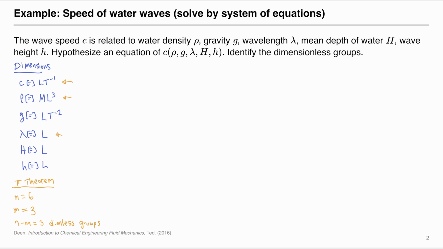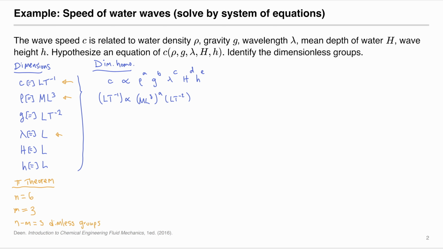Now, to identify the dimensionless groups, we need to invoke dimensional homogeneity. So this tells us that c could be proportional to ρ, g, lambda, big H, and small h, each raised to some power, say a, b, c, d, e. And now I can substitute all the dimensions into this equation. So I have L T to the minus 1 is proportional to M L to the minus 3 raised to the power of a, L T to the minus 2 raised to the power of b, and L raised to the power of c, L to the d, and L to the e.